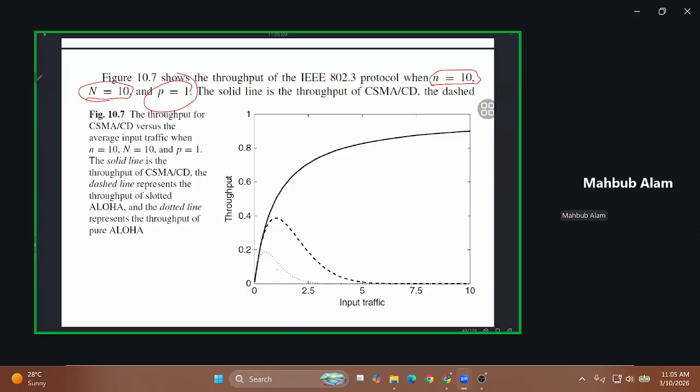This line is for Aloha with a maximum throughput of 18%. This dashed line is slotted Aloha with a maximum throughput, as we have already seen, of 36.8 or 36.9 percent. And the solid line represents CSMA/CD, which approaches almost 1 as the load increases.